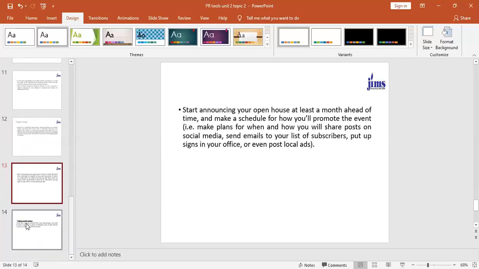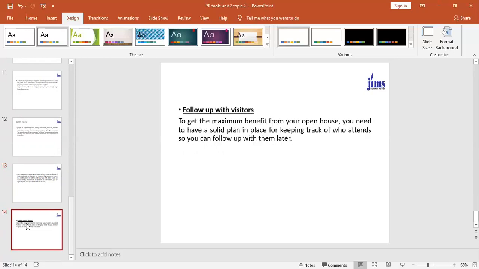Start announcing your open house at least a month ahead of time and make a schedule for how you will promote the event. That is, make plans for how you will share posts on social media, emails, or a list of subscribers, put up signs in your office, or even post local ads. Follow up with the visitors to get the maximum benefit from your open house. You need to have a solid plan in place to keep track of who attends, so you can follow up with them later.